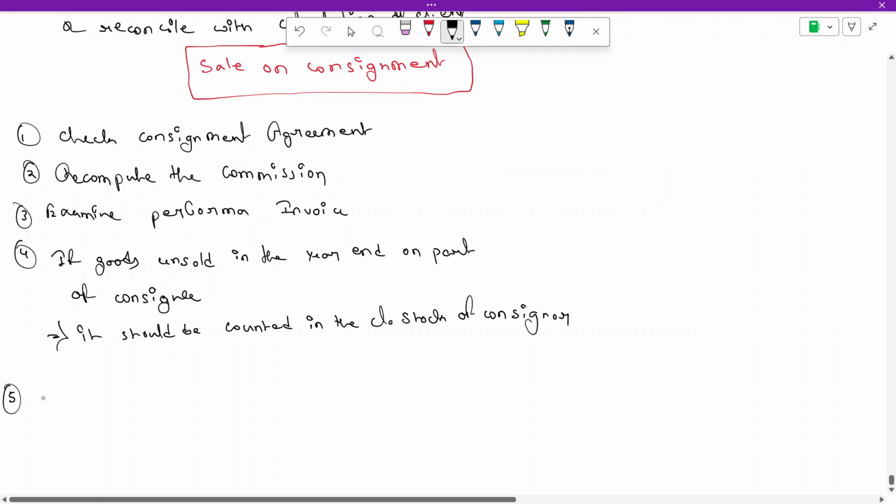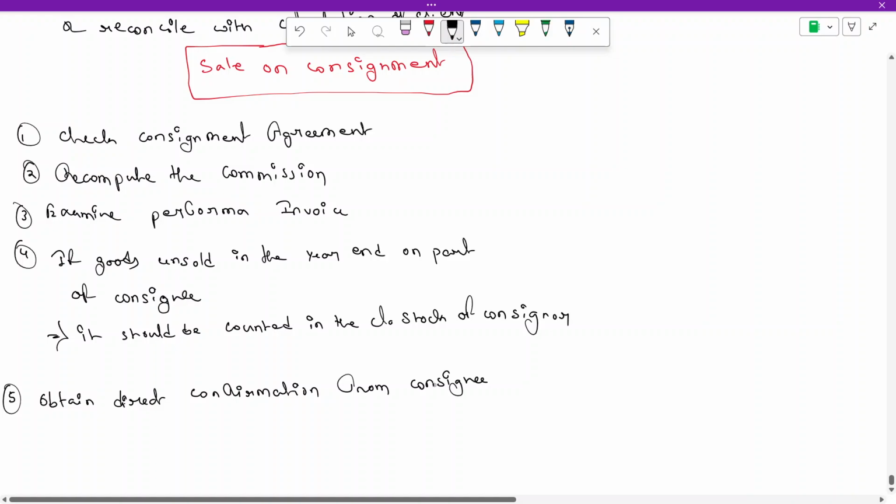Obtain direct confirmation from consignee. Okay. So check the consignment agreement, direct confirmation from consignee, recompute the commission, examine the proforma invoice. If goods are unsold on part of the consignee, it should be counted in closing stock of the consignor.